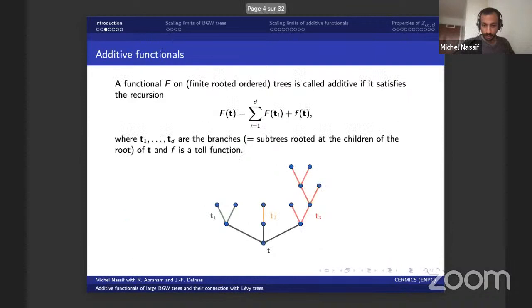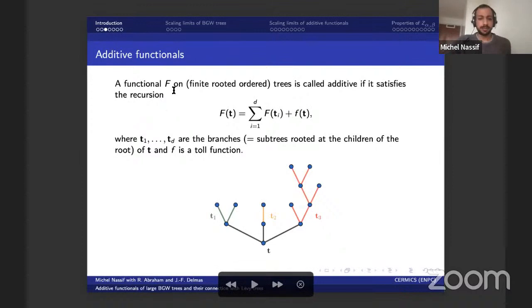So we'll be dealing with additive functionals. Let me remind you what an additive functional is. First of all, for a finite tree T, I'll denote by T_1, T_2, et cetera, the branches, which are the subtrees starting from children of the root, as pictured here. We call a functional on the set of trees additive if it satisfies this recursion, which says that the functional of the tree is just the sum of the functional over the branches, the T_i's, plus some extra term which depends on the whole tree. This function small f is called the toll function.